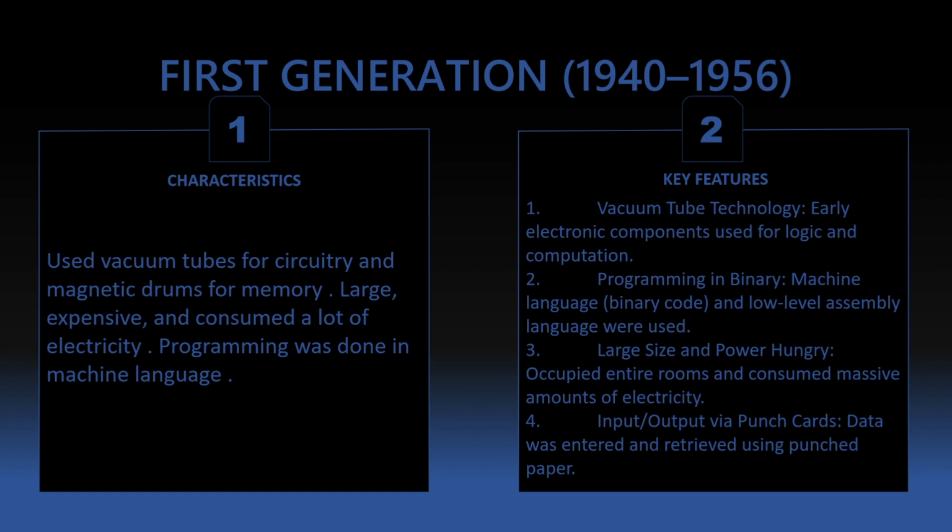Characteristics: used vacuum tubes for circuitry and magnetic drums for memory. Large, expensive, and consumed a lot of electricity. Programming was done in machine language. Key features: 1. Vacuum tube technology, early electronic components used for logic and computation. 2. Programming in machine language (binary) and low-level assembly language.